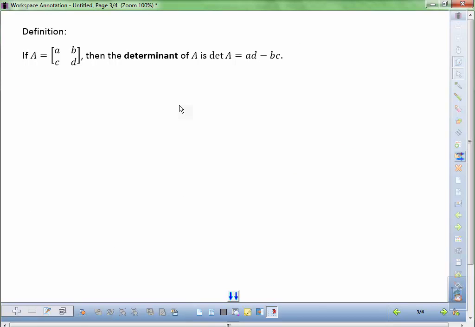So the definition of a determinant of a 2x2 matrix is basically the product of the diagonals minus the product of what we call the wings for a 2x2 matrix.